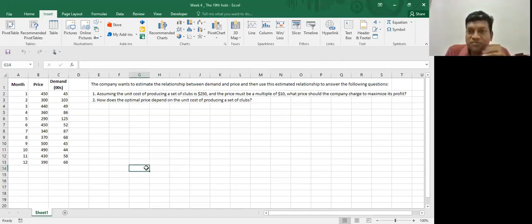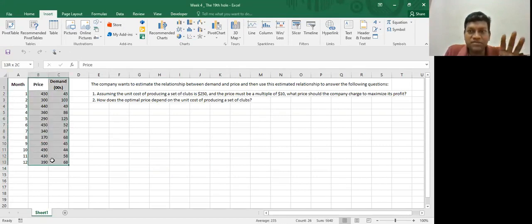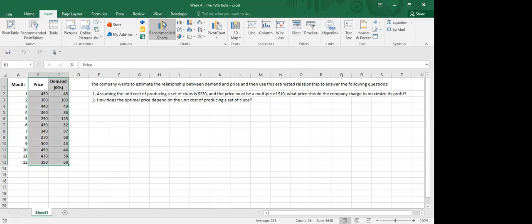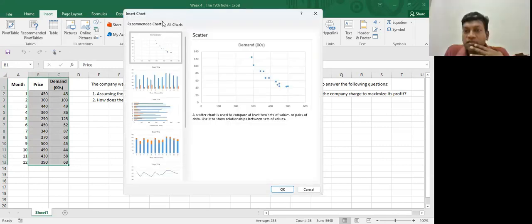We'll try to plot the scatter plot. A scatter plot is nothing but you put each point of price, and there will also be a point for demand. So I'm selecting the entire data, and I'm going to insert, and go to recommended charts. So can we plot a line chart here? Absolutely. You can.